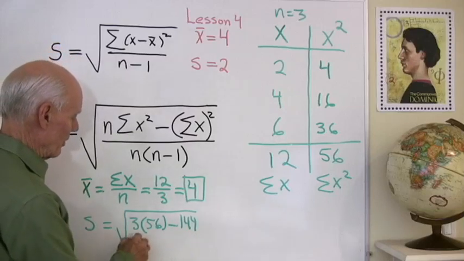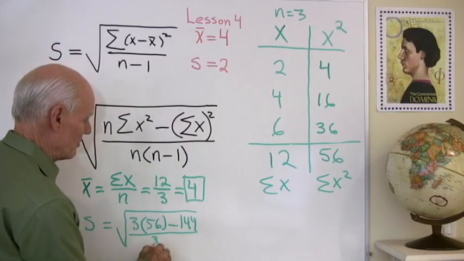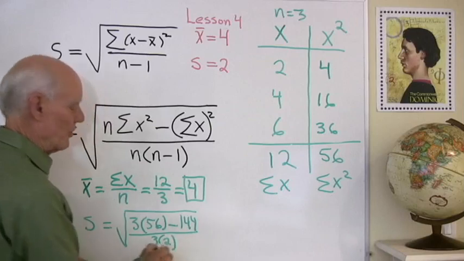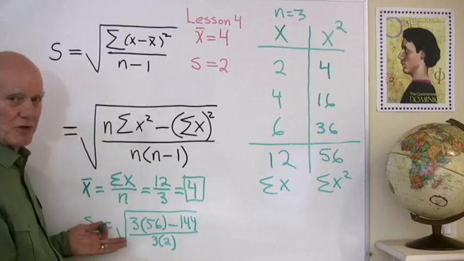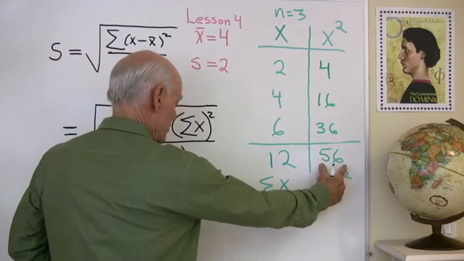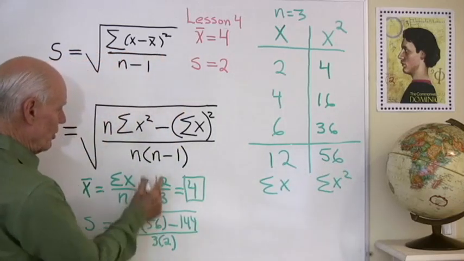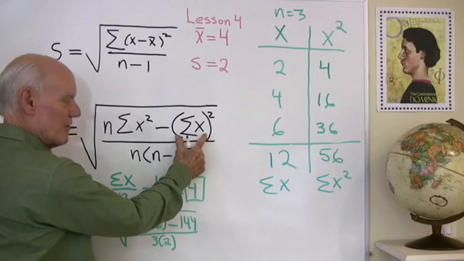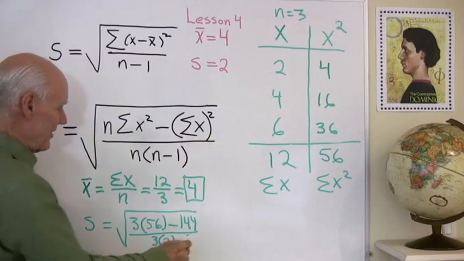So 144, all divided by n, which is 3, times n minus 1, which is 2. So I just substitute those numbers in. It's really easy. Here's the sum of the x's. Here's the sum of the squares. Sum of the squares goes right here. The square of the sum goes right here. So I've got that.